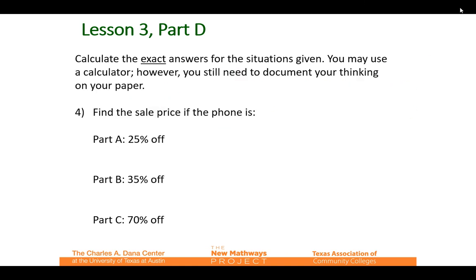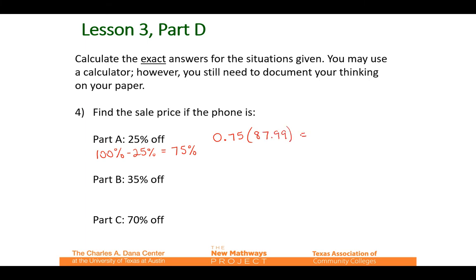Calculate the exact answers for the situations given. You may use a calculator, or you may use, we want a document, so let's just go there. If something is 25% off, how much do you pay? You pay 75%. So you will pay 0.75. The original price was $87.99.